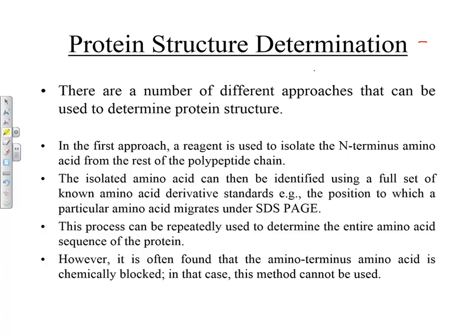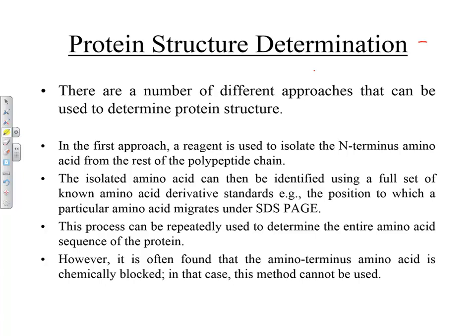In the first approach, you add a reagent that can cut off. See, if you have a protein, it's basically a bunch of amino acids that are linked together. And then you have an amino terminus, or N terminus, on one end and a carboxyl terminus on the other, right? So the most obvious approach is to get a reagent that will cut off the first amino acid from the amino terminus.